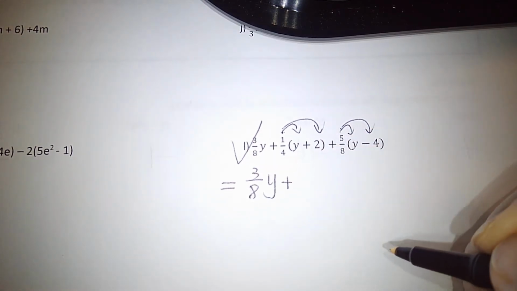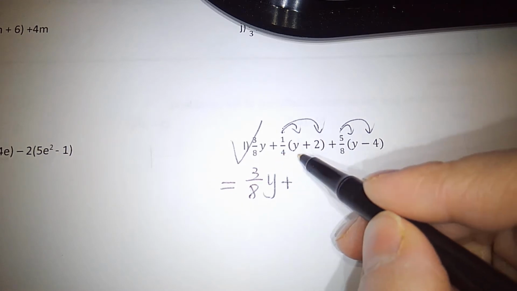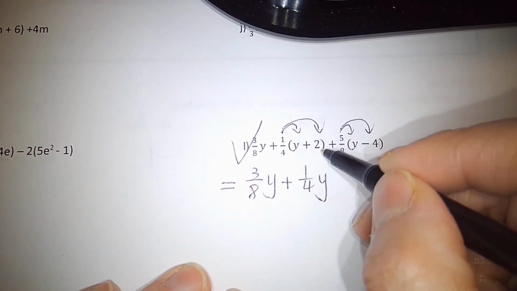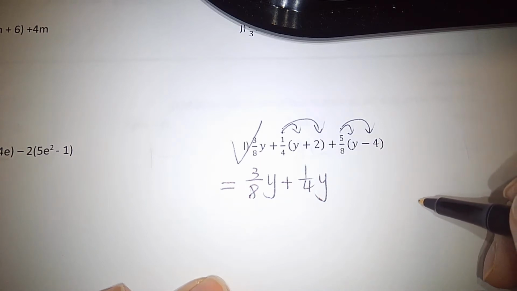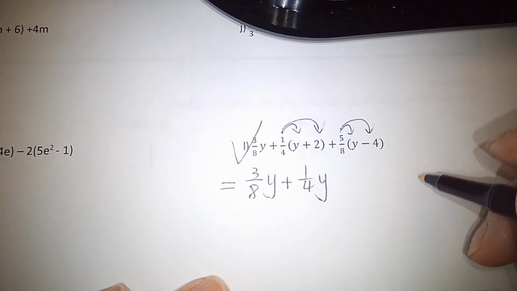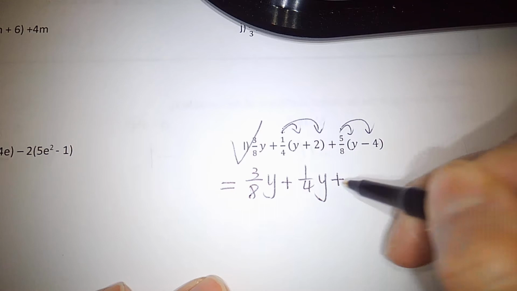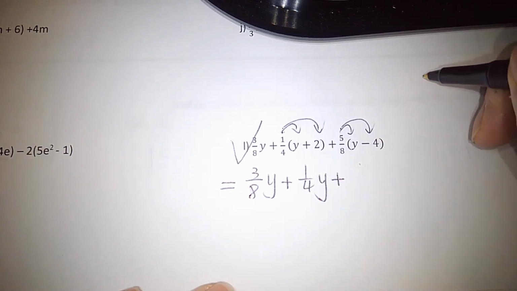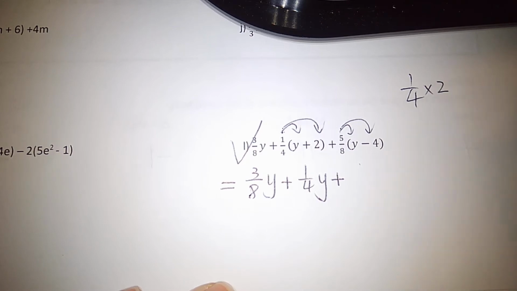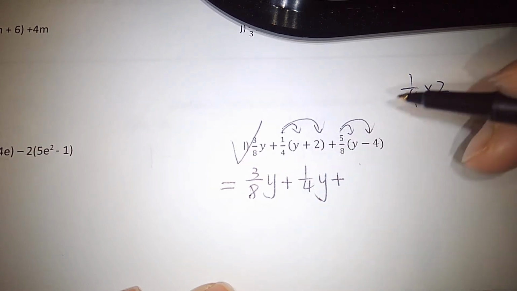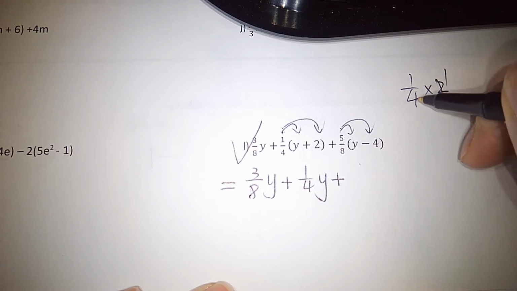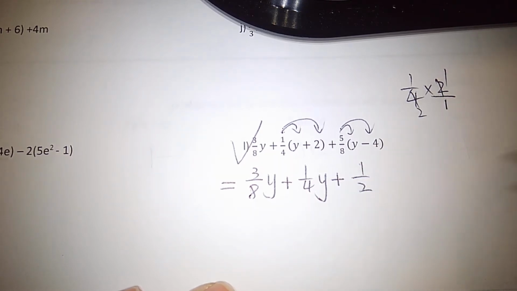3/8 xy plus 1/4 times y, 1/4 times 2. What's 1/4 times 2? What do you get? 1/4 times 2 can be written as 1/4 times 2 over 1, right? 1/2. Yes, you're right.